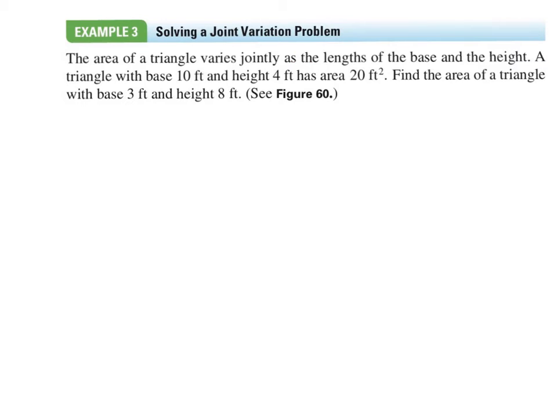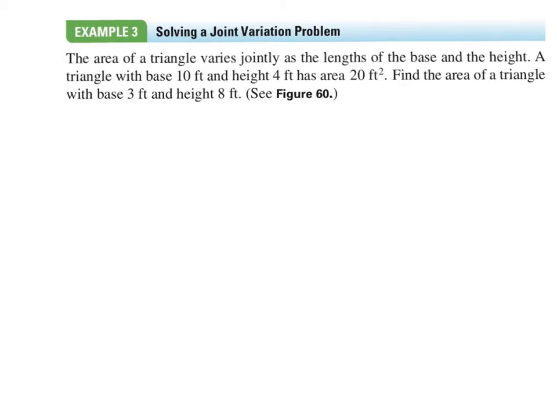Alright, next thing we're going to talk about is what we call joint variation. It's where one quantity varies directly with more than one other quantity. Like in this example, it says the area of a triangle varies jointly as the length of the base and the height. A triangle with base 10 feet and height 4 feet has an area of 20 square feet. Find the area of the triangle with a base of 3 and a height of 8.